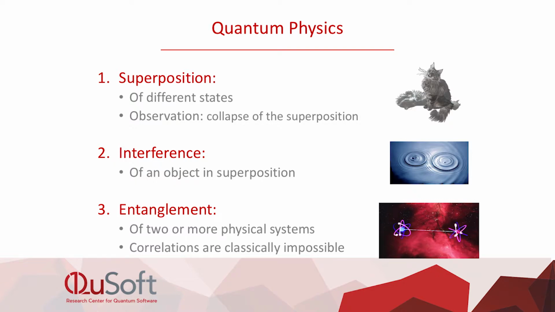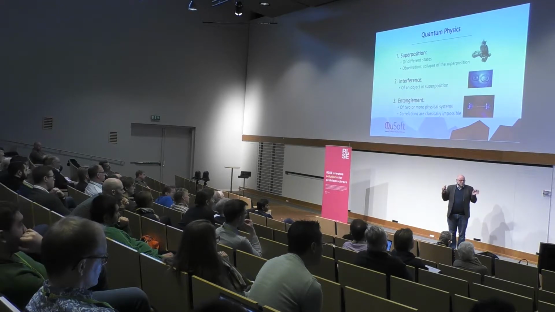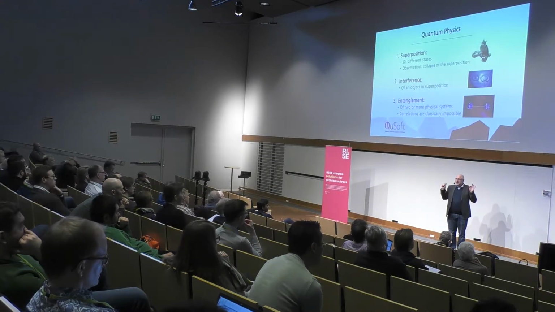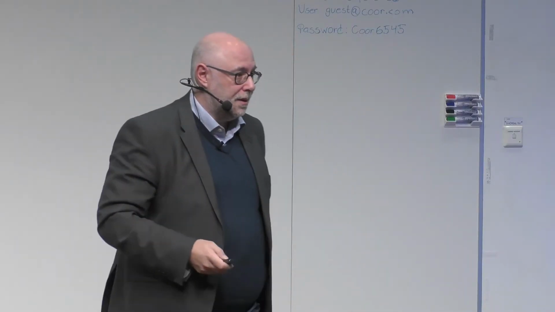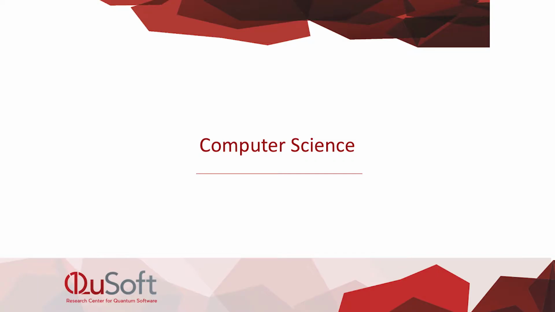Anyhow, so here I have my three properties: superposition, interference, and entanglement. And this entanglement really gives you correlations that are classically not possible, or it gives you the possibility, we will see that in a few slides down the road, to do some distributed computation a little bit more efficiently than you can do classically.